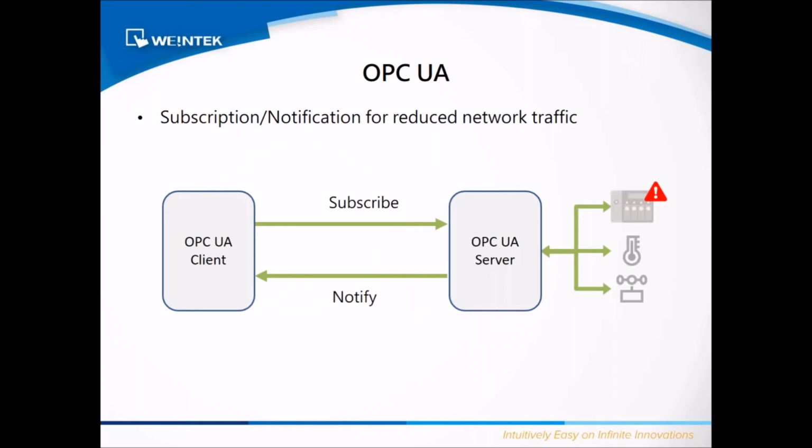And one more thing is that OPC UA supports subscribe and notification mechanism. So this mechanism, first, the client will send a subscribe message to OPC UA server saying that the client wants to subscribe to events on the PLC device or to the thermostat or to some different valves. Then if something happens, then the OPC UA server will actively send a notification to the OPC UA client. So it will save network traffic. You don't have to spend a lot of network bandwidth polling from the OPC UA server, because you can just use subscribe and something happens, it will notify you without asking every now and then.